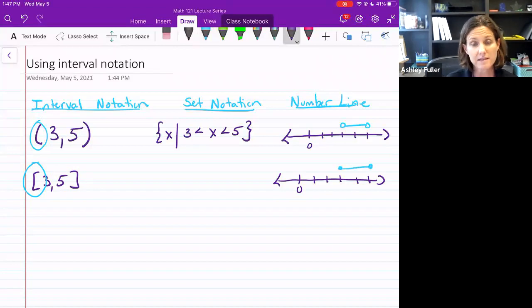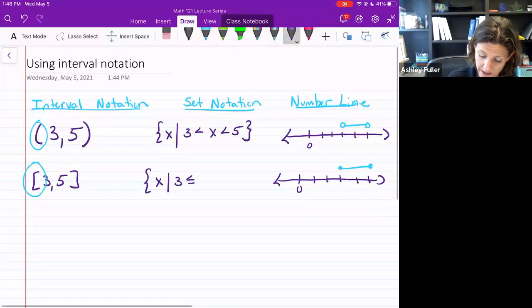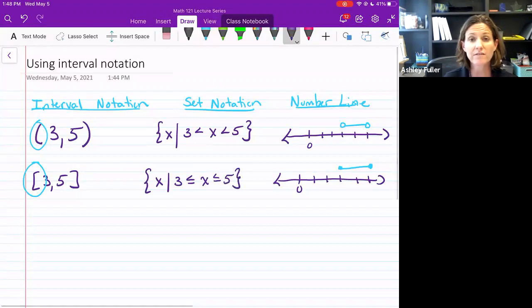When we write this in set notation, notice the only thing that changes is the set of all x such that 3 is less than or equal to x is less than or equal to 5. The 3 and the 5 are actually included.